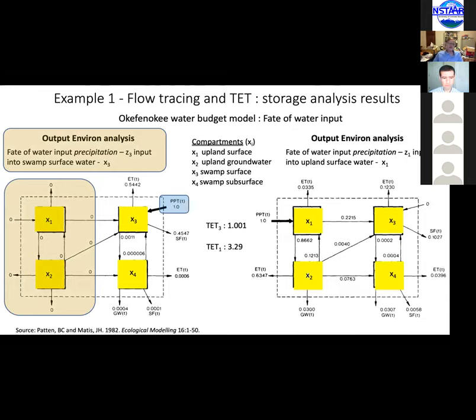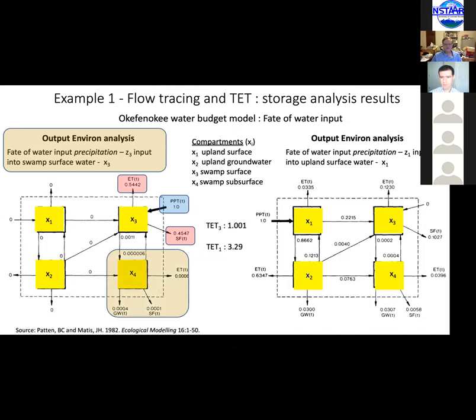Well, immediately you see that water can't go uphill to the uplands, so that entire sector of the model doesn't have anything on it. It's all zeros. If you look at the consequences of this from the N matrix, you'll see that most of the output is going to evapotranspiration and stream flow directly from that swamp surface compartment. A tiny bit goes into the subsurface, but very, very little. And the total amount of activity generated is just a tiny bit more than what was originally input.